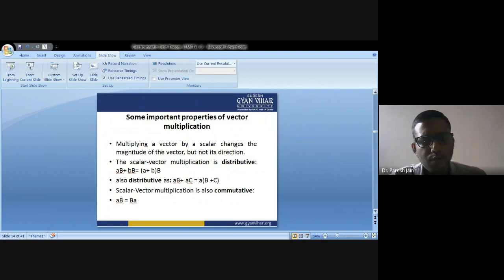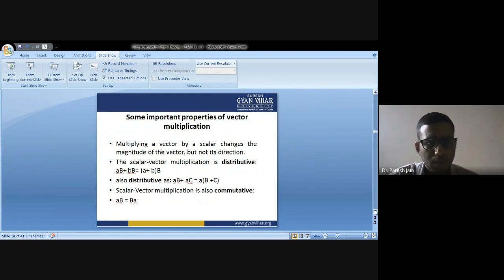We can also explain the distributive property in the next form, that is, ab plus ac equals a(b + c), because a is common, and a is a scalar quantity and b and c are vector quantities. So in the distributive property, we can write it both ways. Both ways are correct.